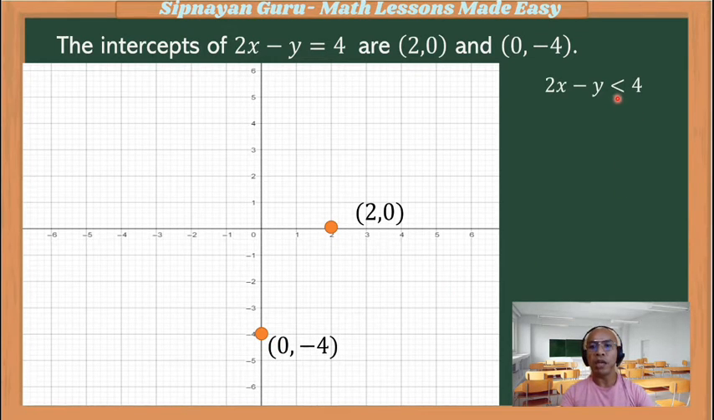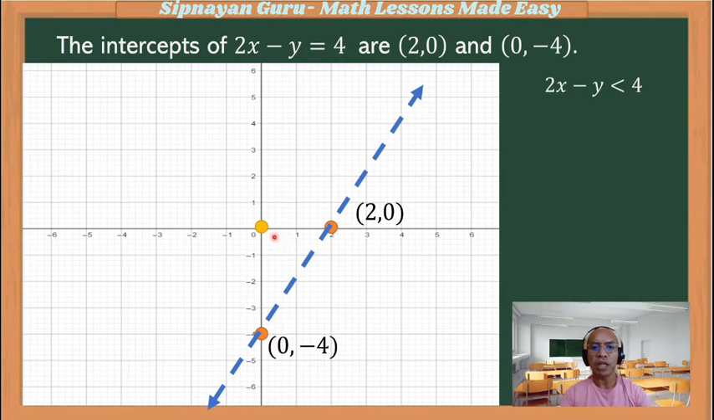Now, in the given inequality, the symbol is less than. If it is less than, in this step you will draw a broken line. This will serve as the boundary. The line will divide the plane into two half planes. So how do we know which of these two halves will be the solution set to the given inequality? We have to use the test point.